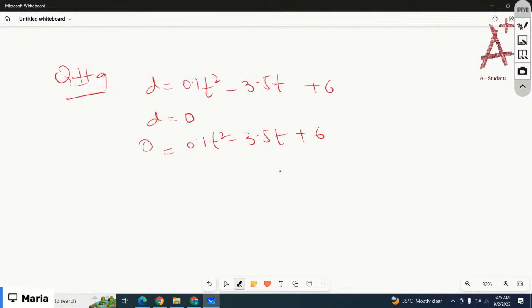Let's just apply the quadratic formula and calculate the value of t. Negative b plus or minus the square root of b squared minus 4ac, divided by 2a. Let's just evaluate the value. Hold on, let me evaluate.